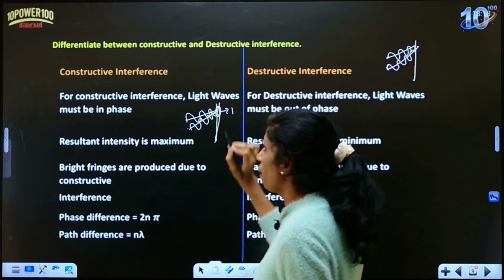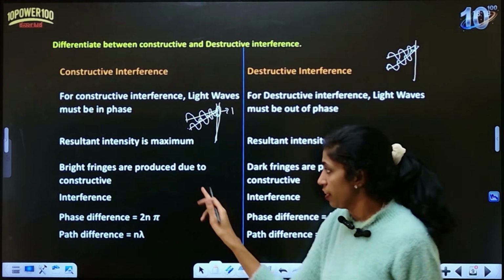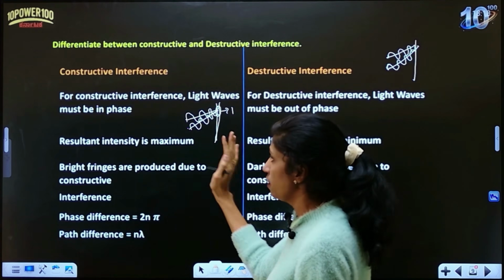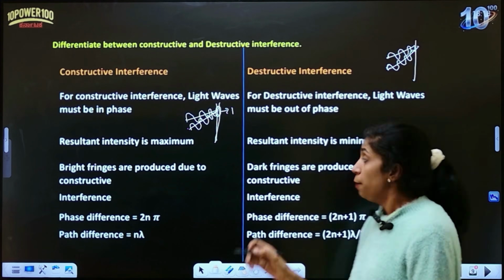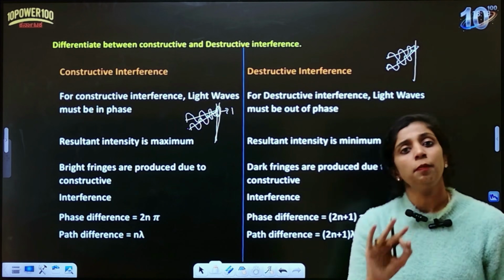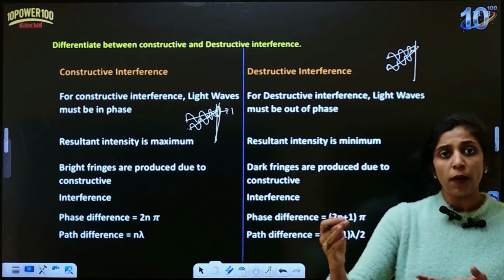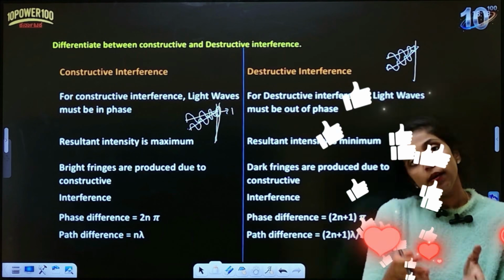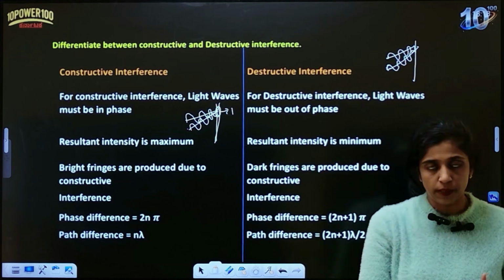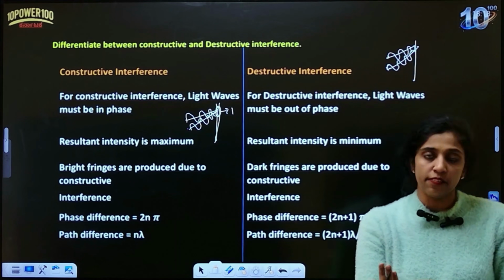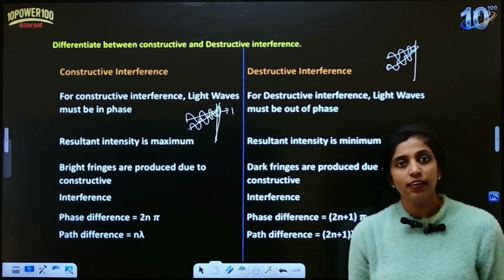As they fall on the screen, the intensity will be maximum, and bright bands or bright fringes are produced in constructive interference. So the resultant intensity is maximum, whereas in destructive interference the intensity will be minimum, and that's the reason a dark fringe is formed. So the interference pattern is bright, dark. A bright band is formed when they are in phase, that is, when constructive interference happens. Next, destructive interference happens. Like this, alternate bright and dark bands can be seen in an interference pattern.